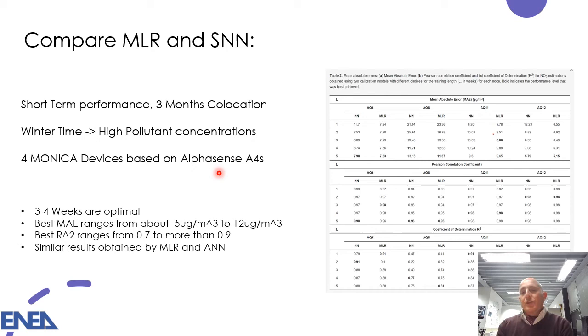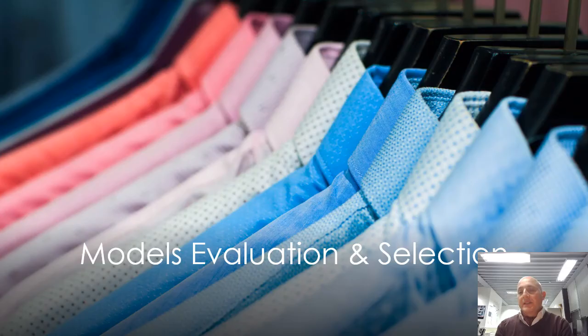And we also can compare, for example, neural networks and multilinear regression, and we see that the results obtained in this particular setting are very similar. In that case, we would prefer the simplest approach of a multilinear regression. But let's have a look at how to select the correct model.